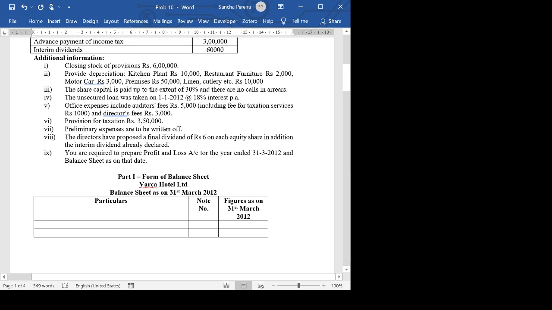And then we have preliminary expenses, which are to be written off. Let me quickly explain what preliminary expenses are. Before the business is actually started, the business incurs certain expenses, not of operation, but more of setting up of establishment. These preliminary expenses are more of establishment expenses. And what happens when these expenses are actually incurred?